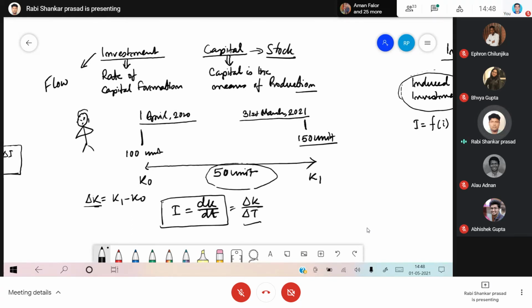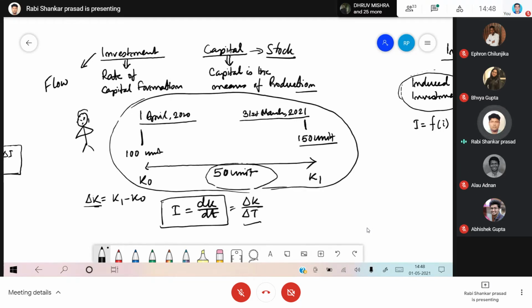Suppose on the 1st of April, you are the owner of a plant. You enter your plant on 1st April and calculate how many machines you have. After calculation, you find you have 100 units of machines.